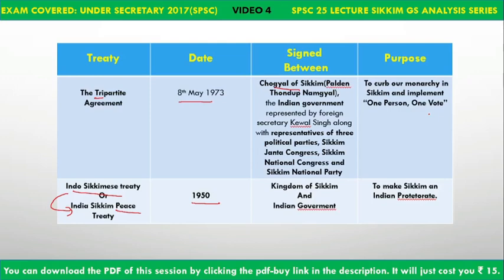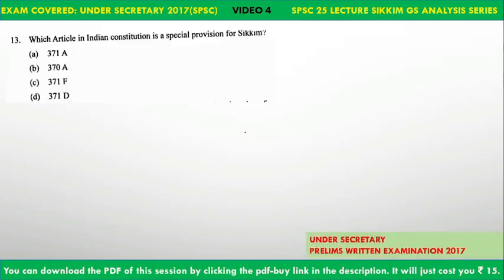Let us go to the next question. The question asks, which article in the Indian Constitution is a special provision for Sikkim? As we all know, when Sikkim was merged into the Indian Union in the year 1975, an amendment was made to the Indian Constitution. Which amendment was it? The amendment was the 36th amendment. What do we mean by amendment?